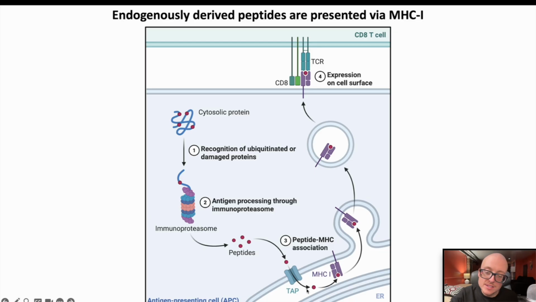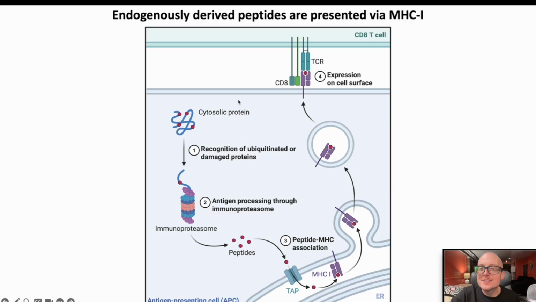Once they are inside the endoplasmic reticulum, they can be loaded into the peptide binding groove of MHC class 1. Following successful loading of antigen peptides, MHC class 1 is then released from the ER and traffics through the Golgi and the general vesicular system, and vesicles containing MHC class 1 peptide complexes end up fusing with the plasma membrane in such a way that they are then displayed on the extracellular face of the plasma membrane.